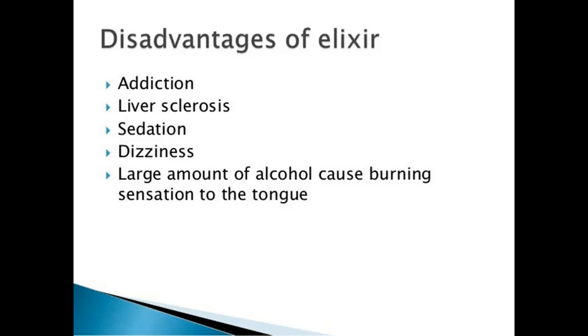The next point is dizziness. Any idea about dizziness? What is meant by dizziness? Chakkar yene. Okay, so it is one type of vertigo, a sensation of spinning around or losing balance. It is the correct one, dizziness.